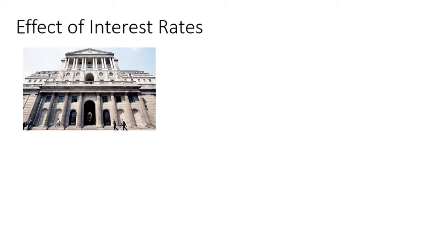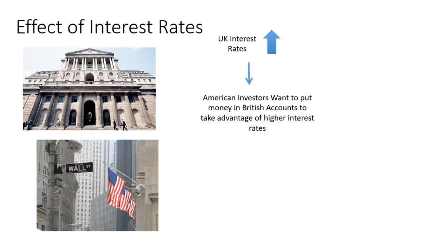So to begin with, we say, number one, maybe the UK interest rates increase. This is a picture of the Bank of England. They set UK interest rates. So if UK interest rates increase, think about what effect this has on the rest of the world. In this model here, American investors, but not just American, people from all over the world, are going to want to put money into British accounts to take advantage of these higher interest rates.